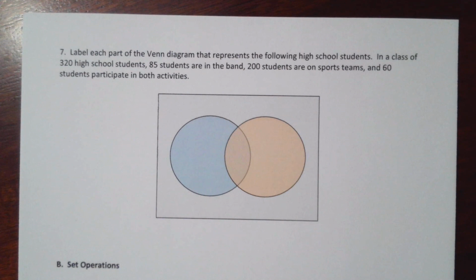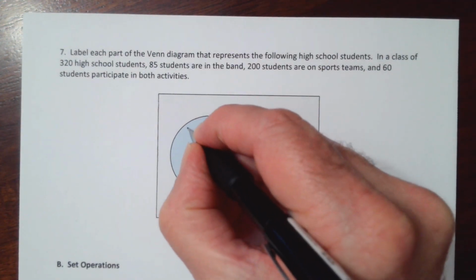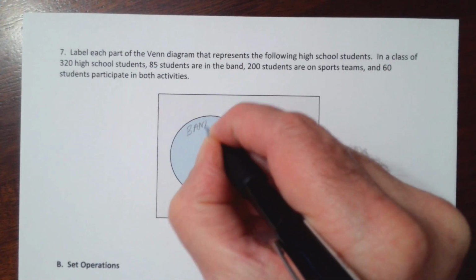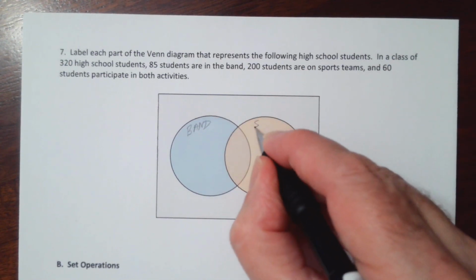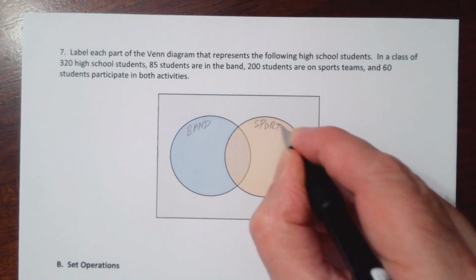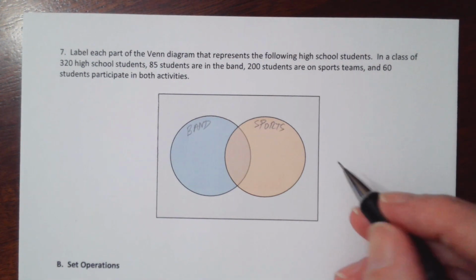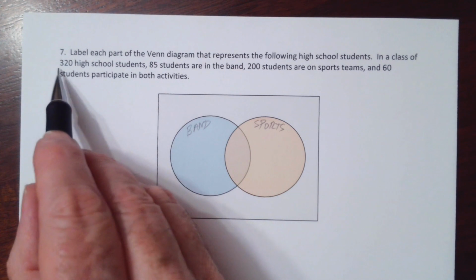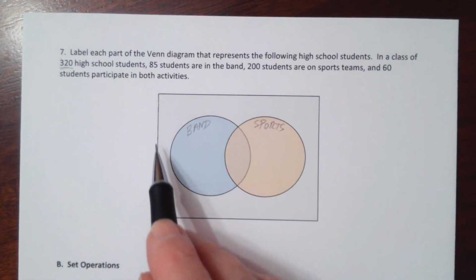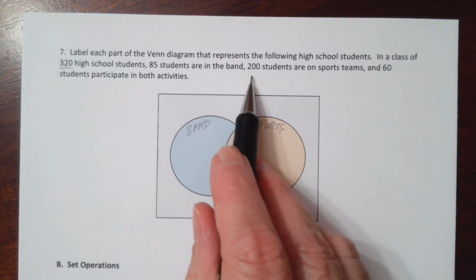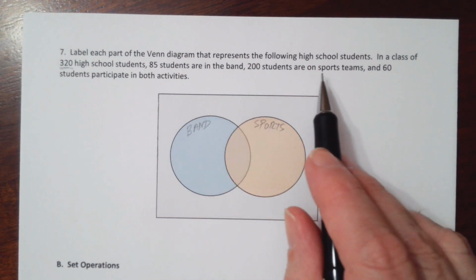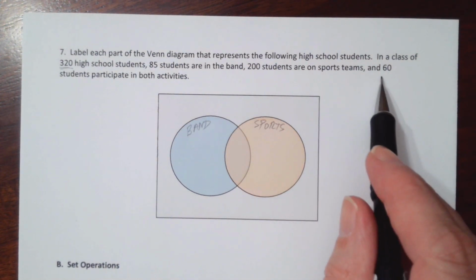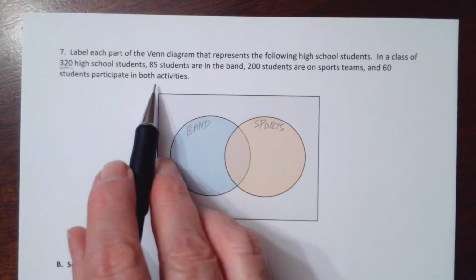All right, let's see how you did. Now, I'm assuming you stopped the video and got your answer. So we have people in the band and people who play sports. Now again, notice there were 320 total students. We're going to need that. 85 in the band, 200 in sports teams, 60 that did both activities.